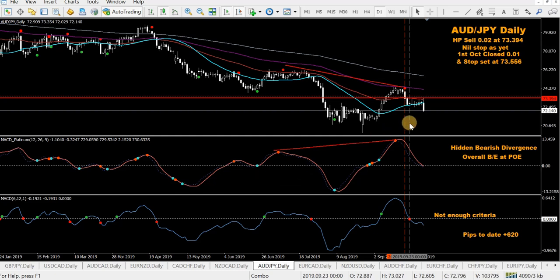Right, here's the Aussie yen. What to do here? HP sell up here. Already closed half and put my stop in tight. It was just getting a bit ugly, and price was down. MACD was down near the zero level.